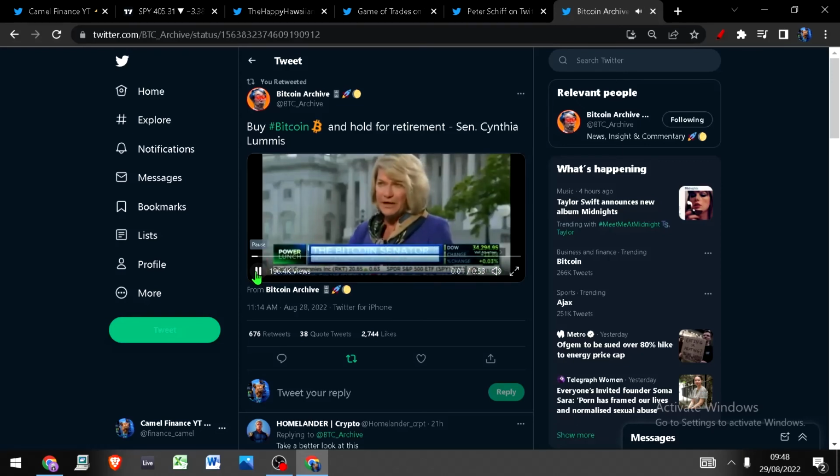I encourage people to buy and hold. I encourage them to save in Bitcoin for their retirement, for their future. And that's because as the Congress spends trillions and trillions of dollars and is flooding our economy and the world economy with US dollars, there's no way that we cannot debase the value of the US dollar.